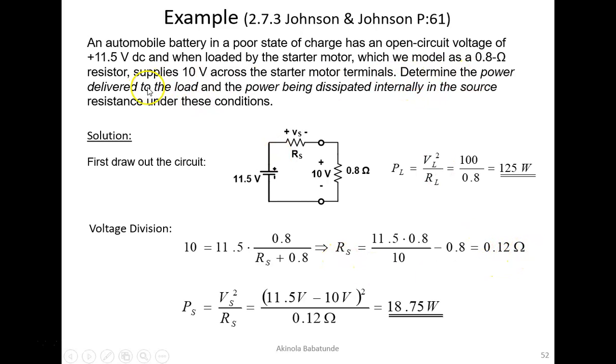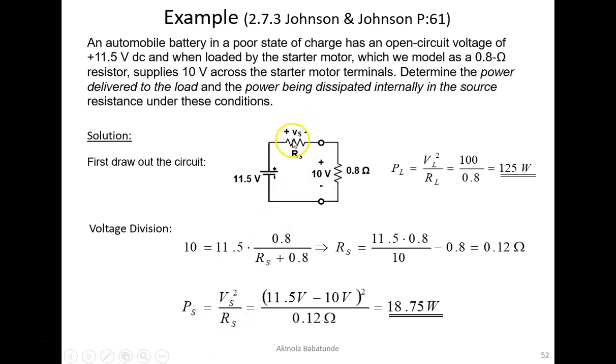And the question says we should determine the power delivered to the load, which we have found, and the power being dissipated internally in the source resistance. The power dissipated in the source resistance will be equal to the power consumed or absorbed by the source resistance, and that's what we're going to quickly find right now. That power will be equal to Vs squared divided by Rs. We know Rs already from our calculations to be 0.12. We know our source voltage, and then we know the 10 volts across the load resistance here. The only voltage we don't know is this Vs, and this can easily be calculated.